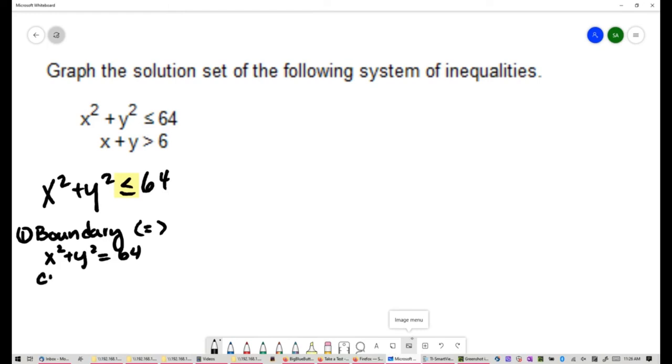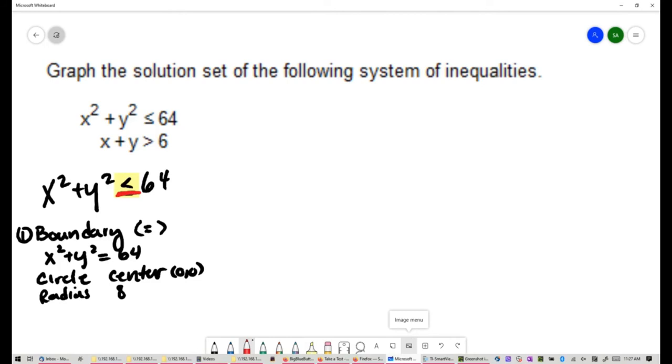It's a circle with center of 0, 0 and a radius of 8. That's the square root of 64. Now the boundary is sometimes drawn with a solid line and sometimes with a dashed line. The solid line tells us that the boundary is included in the solution set, and the dashed line means that the boundary is not.